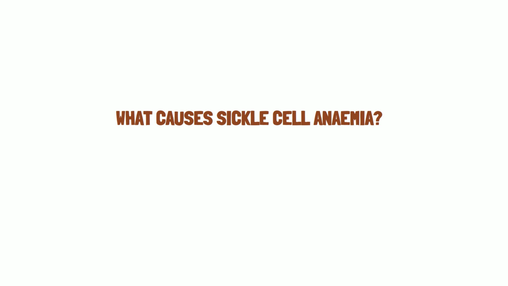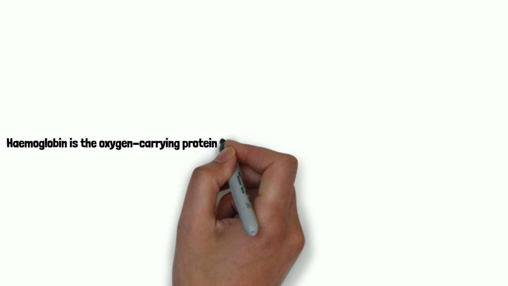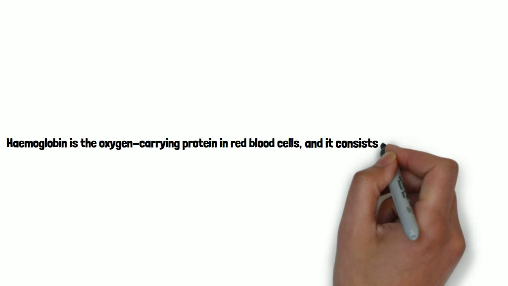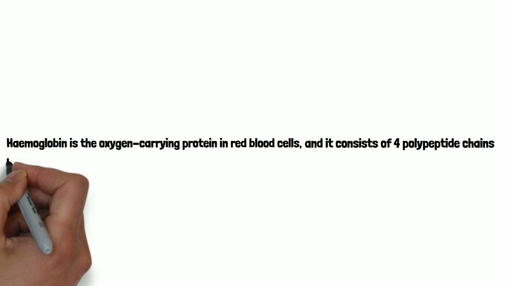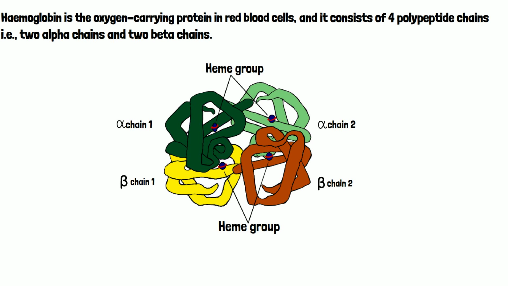Sickle cell anemia is caused by a faulty or defective hemoglobin. Hemoglobin is the oxygen-carrying protein in red blood cells, and it consists of 4 polypeptide chains, that is 2 alpha chains and 2 beta chains, something like this. And each of them has a tightly associated heme group. It is this heme group that binds oxygen. So in sickle cell anemia, the 2 beta chains in hemoglobin have a single amino acid substitution. This is what I mean.